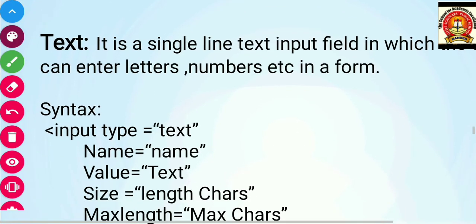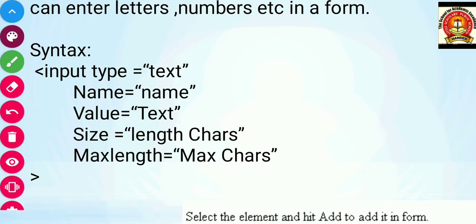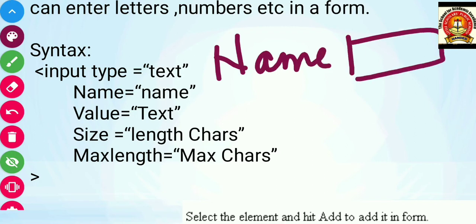Next is text. Friends, what does text mean? It can be letters, numbers, a single line of text which the user puts in a form. For example, the user wants to type a name, and in front of it, suppose in a form a name field is there and here a text box is there. Whatever data the user puts in is nothing but the text.